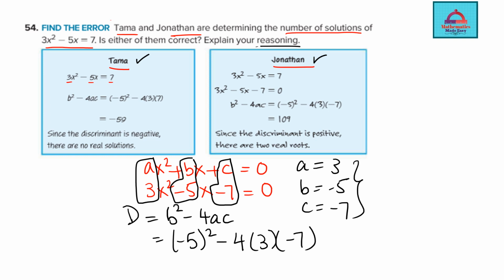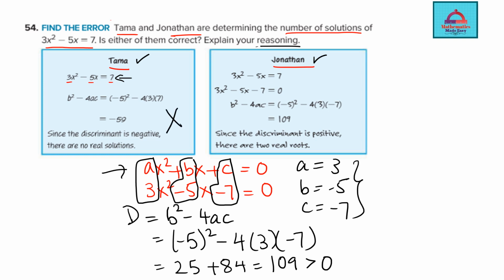Now let's simplify this, and when you open the brackets, multiply, use your calculator, this will come out to be a positive value, 109. But here, because Tama made a mistake, he took the wrong value of C. He did not convert this equation into standard form, which is this one, where your A, B, C all are together on one side. Therefore, his answer is wrong.